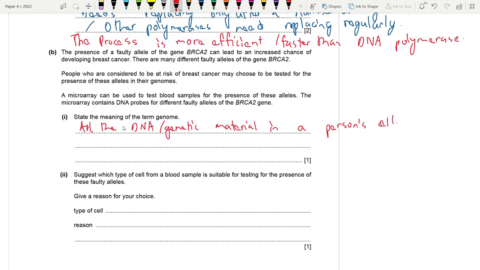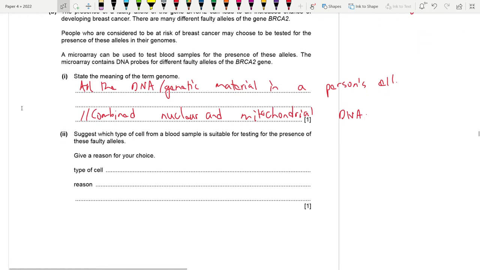Or you could go for the combined nuclear and mitochondrial DNA. Suggest which type of cell from a blood sample is suitable for testing the presence of these faulty alleles. So no RBC would work, okay, because RBC, red blood cells, do not have nuclei.